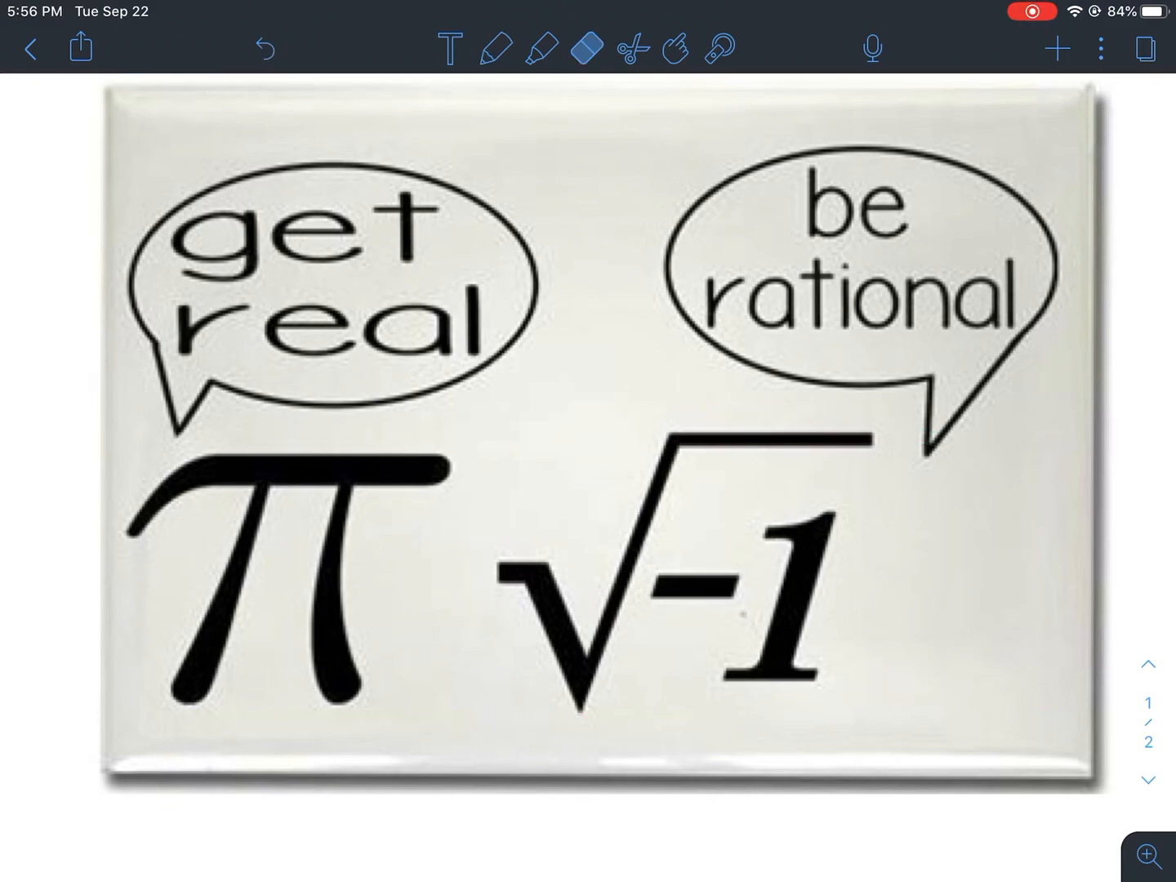So, most of you should know that this is the pi symbol. And it's telling this right here, which is the square root of negative 1, to get real. And then the square root of negative 1 is telling the pi symbol to be rational.